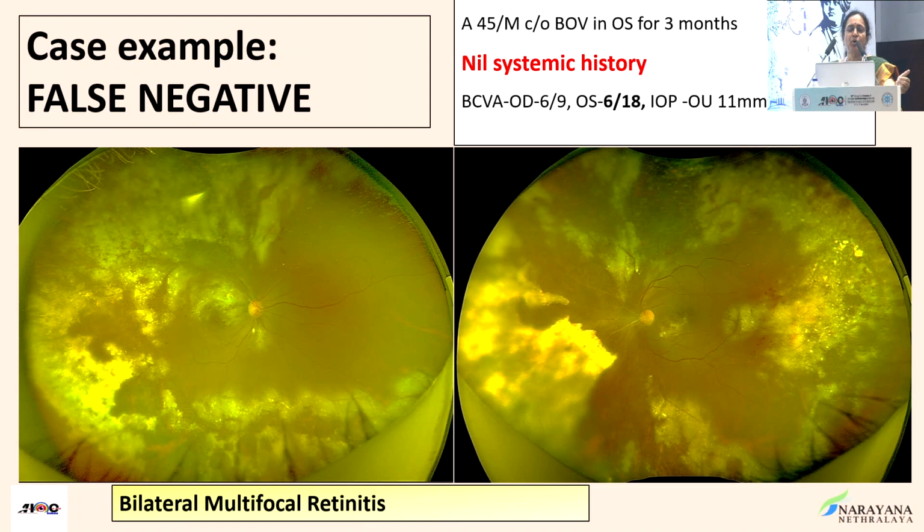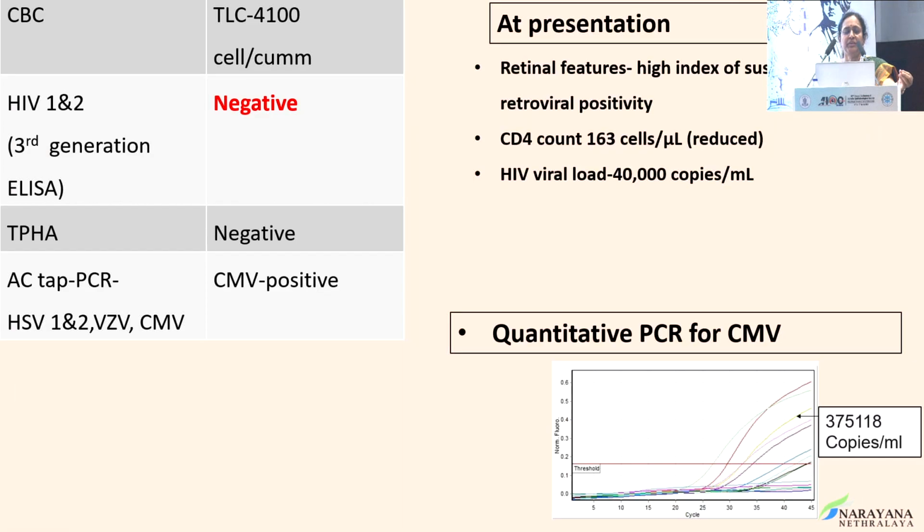Next is a case of a false negative. Here, a 45-year-old male presented with decrease in vision since 3 months. Negative systemic history, whatever we probed the patient. Bilateral multifocal retinitis, suggestive of probably CMV. We did the investigations. Serology for HIV 1 and 2 came negative from our lab. We reconfirmed it. TPHA is negative. Aqueous tap PCR came positive for CMV.